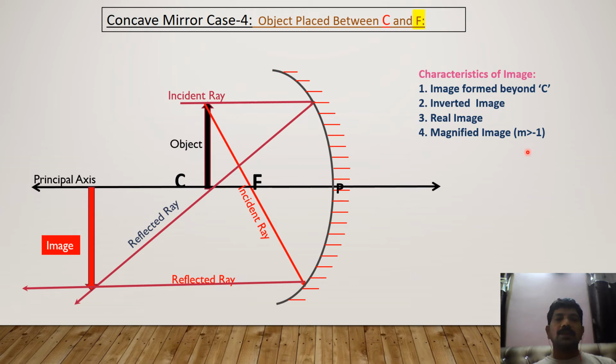So the things you have to remember, what are the things you have to remember? When the object is placed between C and focus on the principal axis of the concave mirror, the image is formed beyond the center of curvature. An inverted image is formed. You can catch it on the paper, so it is a real image. And an enlarged image is formed. We call it the magnified image. Okay, we will discuss this in our next class.